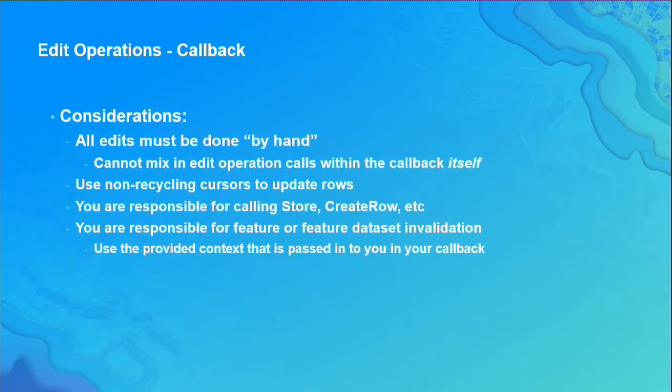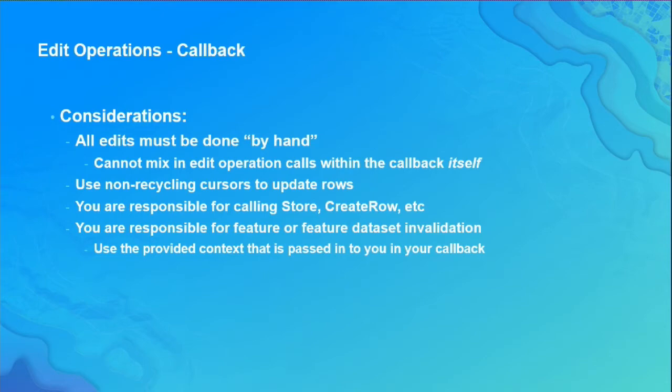Some special considerations. In the callback, you've got to do all your edits by hand. You cannot call any of those coarse-grained methods on the edit operation. So if you need to do any cut, split, merge, whatever, you've got to do it yourself. Use the geometry engine or your own code, okay? And then apply it to the shape of the row. So you can't mix in edit operation calls within the callback itself.